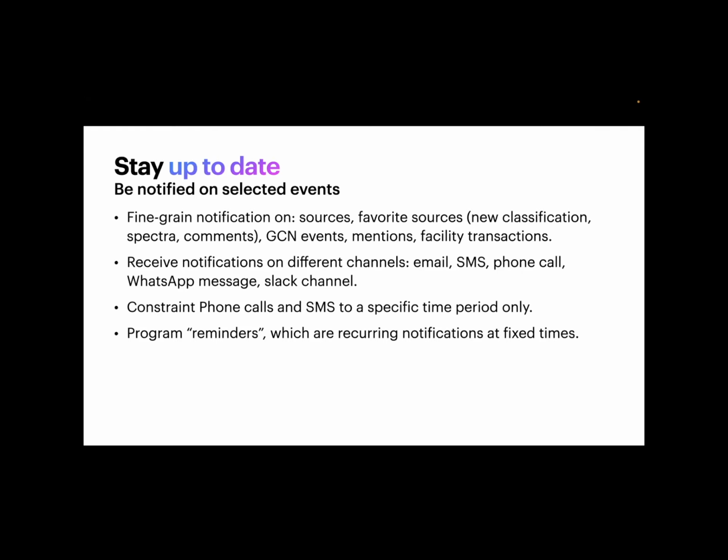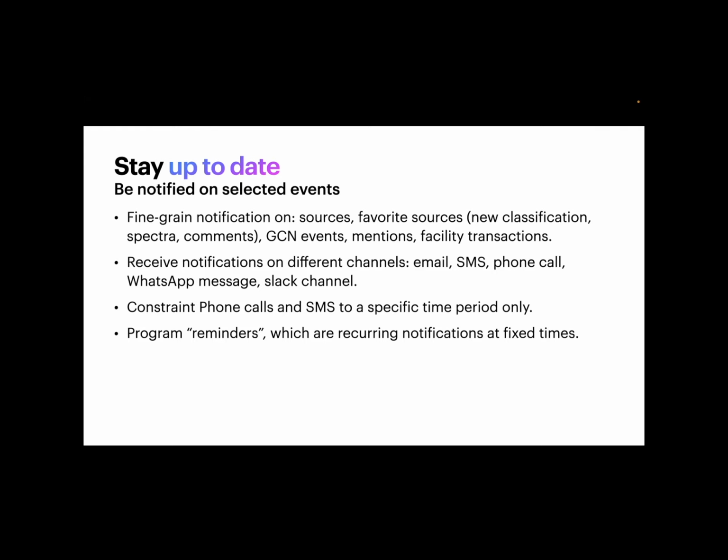Then we have a whole notification framework to stay up to date, which is heavily required for all of the multi-messenger stuff. And so you have fine-grained notification on sources. You can also mark some sources as favorite and be notified anytime anything is added to it. GCN events and user mentions in the comments, and also facility transactions. So every time you get your spectra back for your follow-up request, you can be notified.